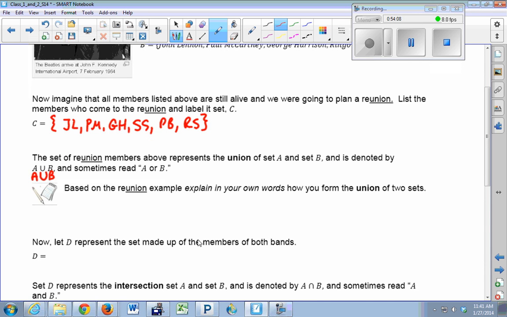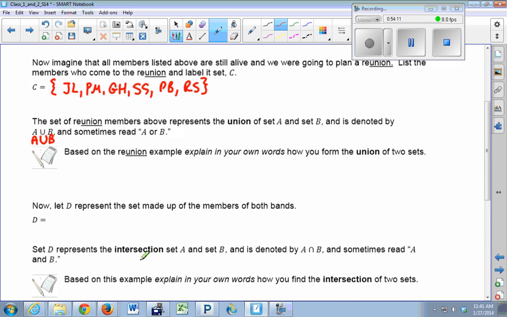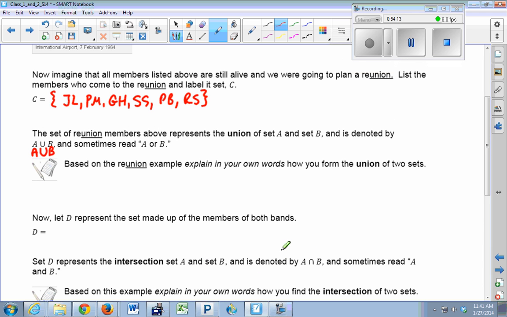All right, the other thing we can do with sets is find the intersection of two sets, and that's denoted by this symbol, the U turned upside down. The intersection of these two sets would be the members of the 1961 band that are also in the 1964 band. What members are in both bands, Austin? Yep, George Harrison, that's it.